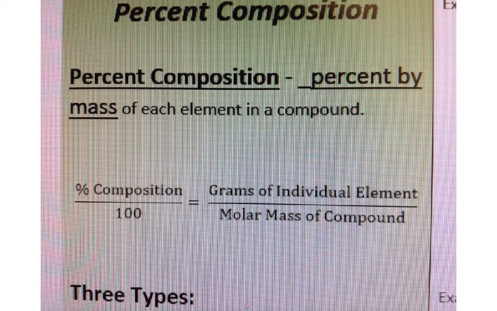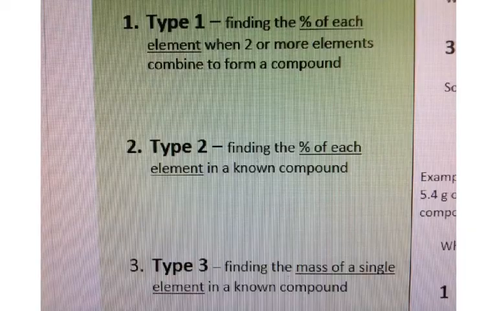But what we're going to be using in this class is this basic percentage, which is the percent composition over 100. Once again, we're going to be doing proportions, is equal to the grams of whatever element I'm asking about over the molar mass of that entire compound.